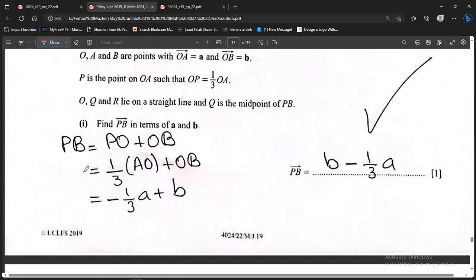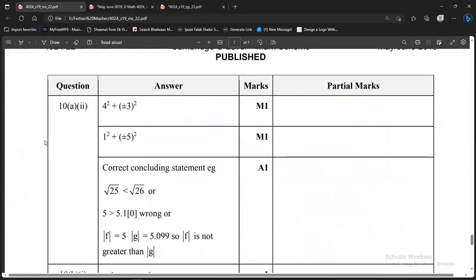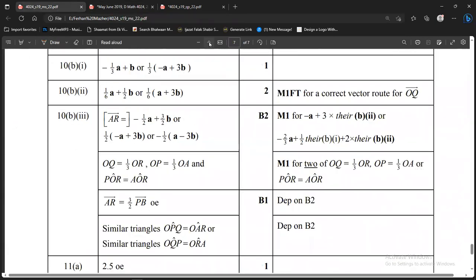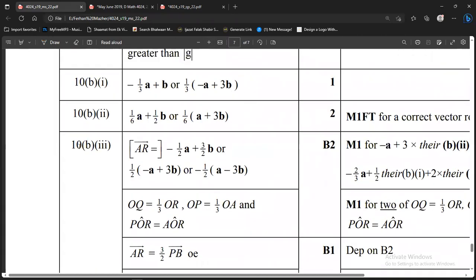Okay, so PB will be equal to PO plus OB. So PO is 1 by 3 of the AO plus OB. AO is minus A. So you will have minus 1 by 3A plus B. So that is B minus 1 by 3A. That is PB, so you can see our answers are right.